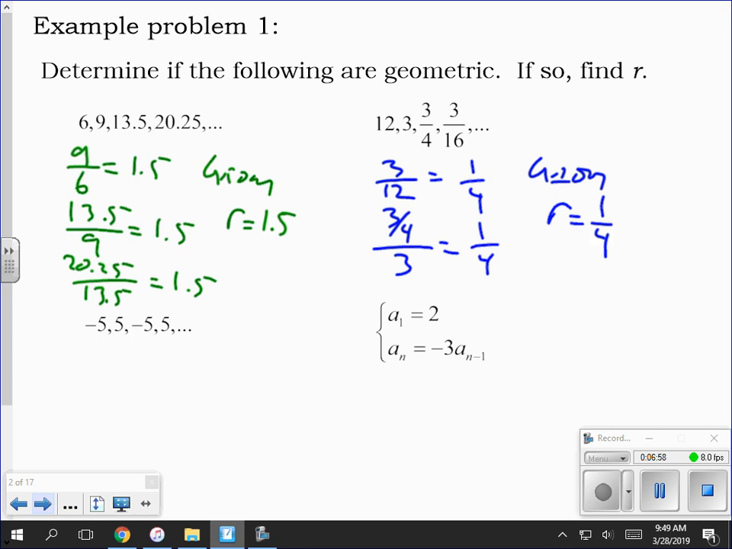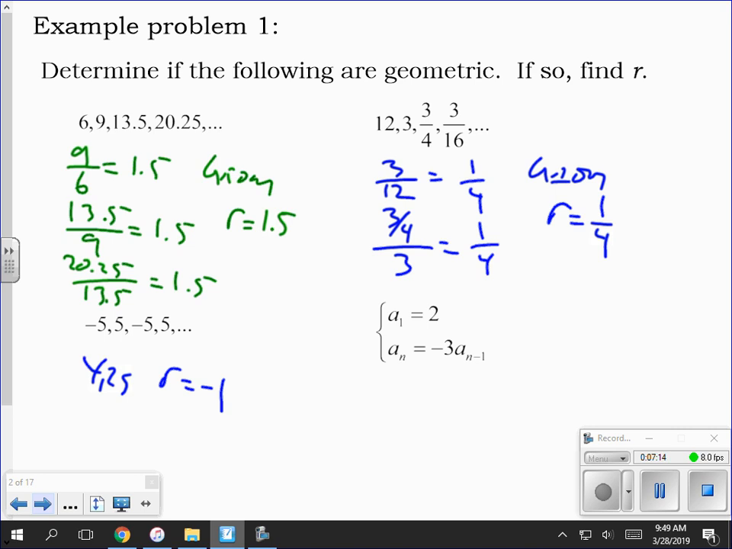Next one, is this geometric, yes or no? Yeah, what's my R? -1. This is one of my favorites. It's also one of the easiest. So yes, this is geometric. R is -1 because I'm changing sign every time.